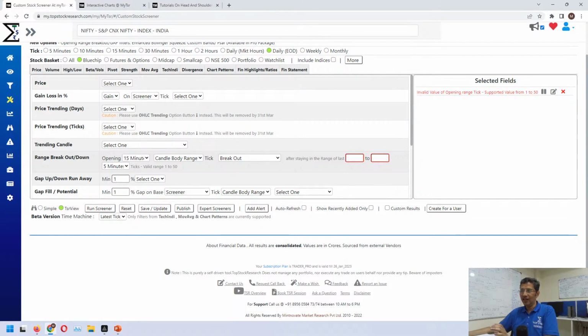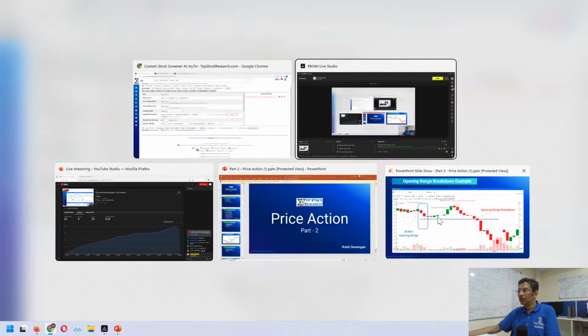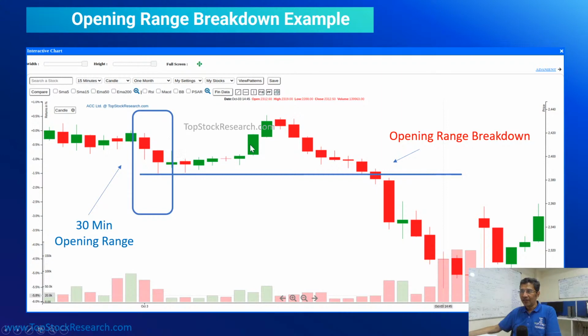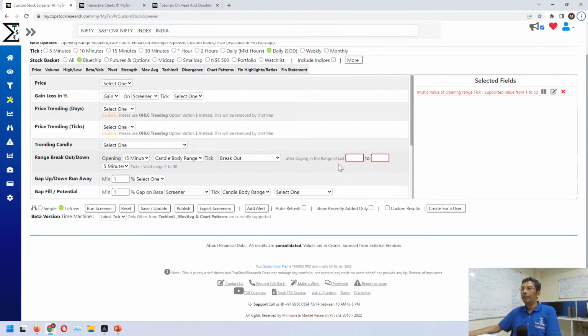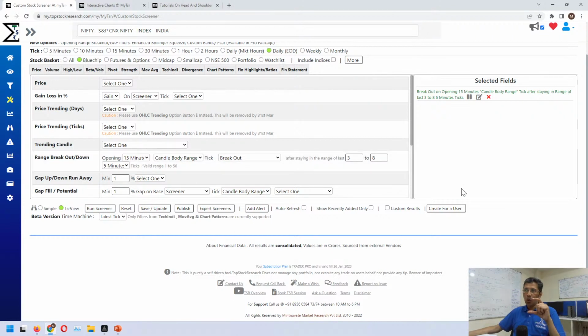after certain candles. So in the example that we saw here, if it is happening after certain candles, then it has a better meaning. So what you can do here is look for a breakout after staying in the range for at least 3 to, let's say, 8 candles. So the breakout is happening on a 15 minutes candle, the first 15 minutes, between 9:15 and 9:30. What is it breaking out of? The last 5 to 8 five-minute candles.